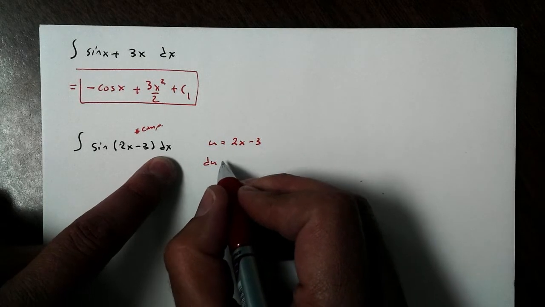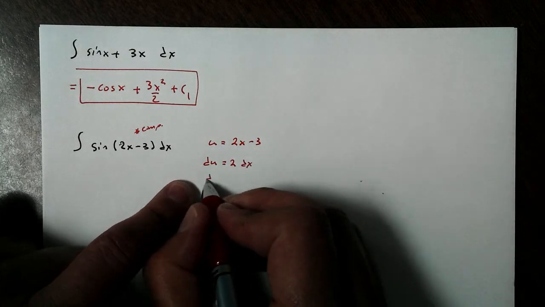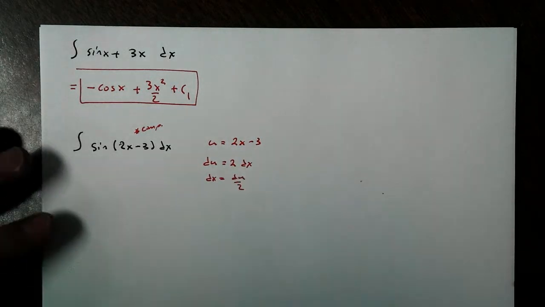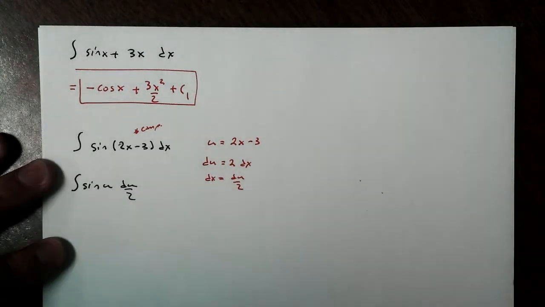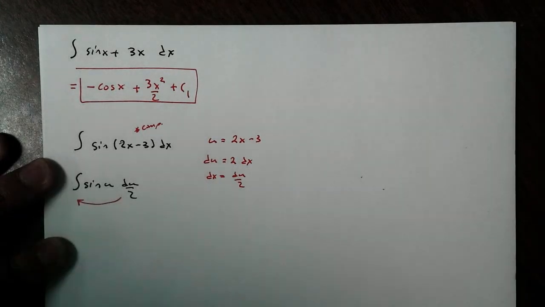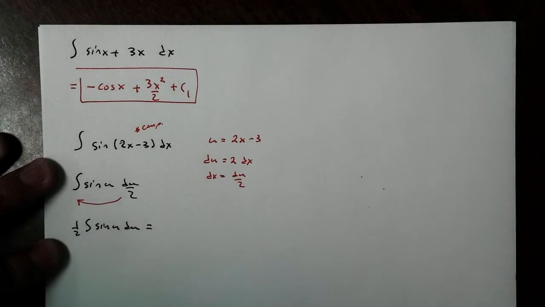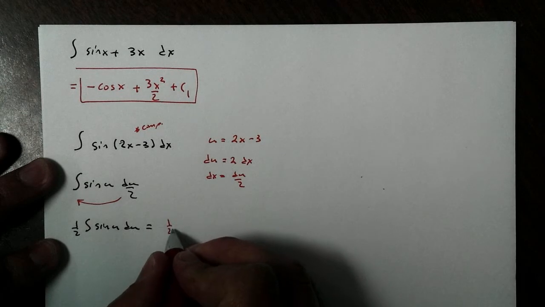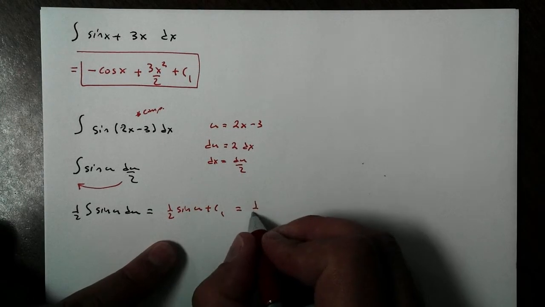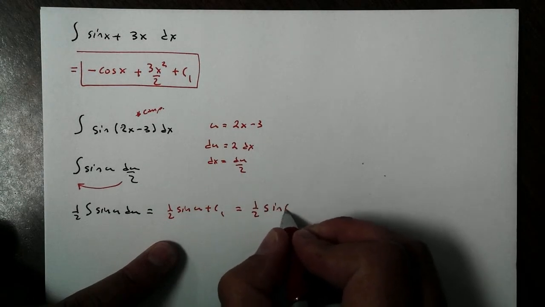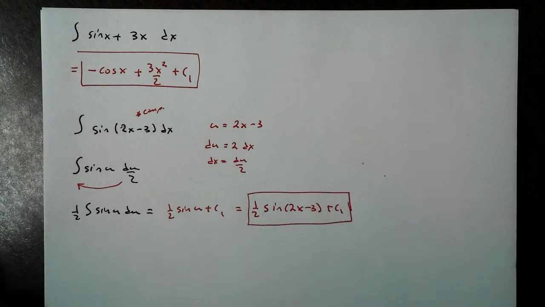To replace my dx, I'm going to write the differential, take the derivative with respect to x, and we get 2 dx. Solving for dx, we get du over 2. I can rewrite my integral now as sine of u du over 2. By bringing out that 1/2, we now get 1/2 sine u du, which I can integrate pretty easily. 1/2 sine of u plus c1, and I just replace my u with 2x minus 3. So we get 1/2 sine 2x minus 3 plus c1. These, as you notice, don't take very long.